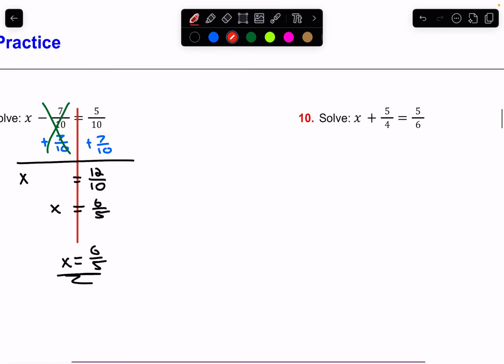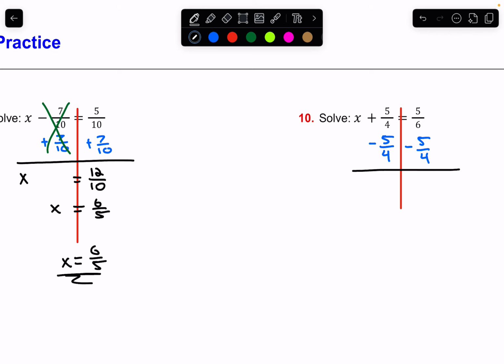Okay, number 10. Vertical line through the equal sign. Whatever's happening to x, I do the opposite. So it's plus 5 over 4. I'm going to do minus 5 over 4. Okay, again, just doing the inverse operation there. I do the same thing on both sides. When I simplify, this one's a little bit harder. On the left side, no big deal. These are inverses, so they cancel.